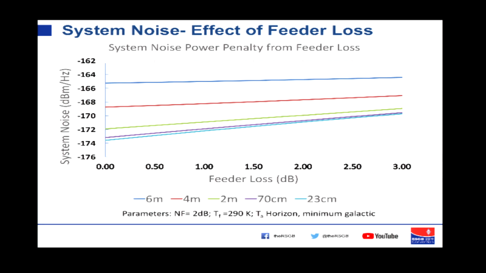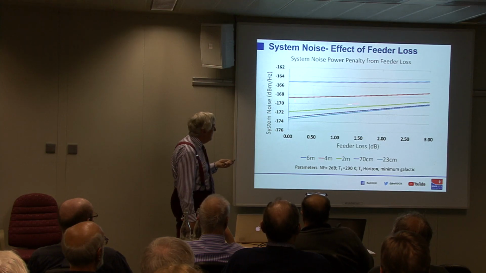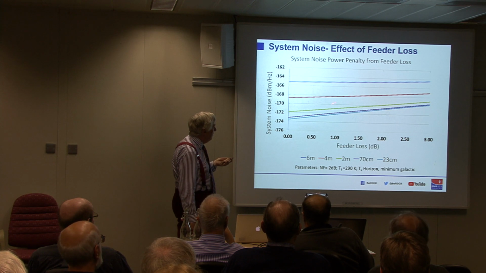as a function of feeder loss on different bands, 6 meters, 4 meters, 2 meters, 70 and 23 centimeters. So 6 meters is up here, and when I go from a feeder loss of no dB to 3 dB, I shift my system noise floor by about a dB. It's almost nothing for practical terrestrial communicating. It, of course, gets worse on 4 meters because the aerial noise contribution is smaller. So feeder loss matters a bit more, but not all that much.